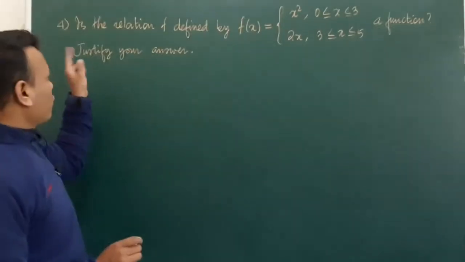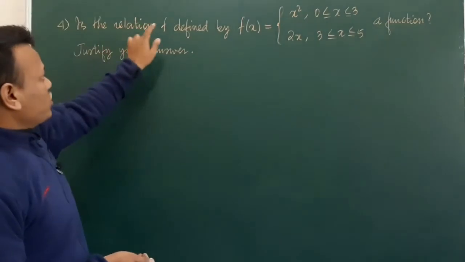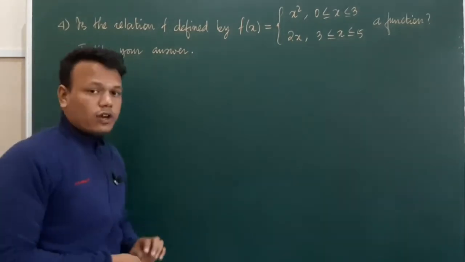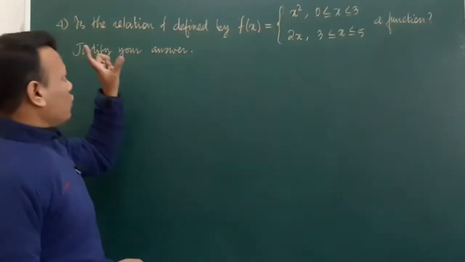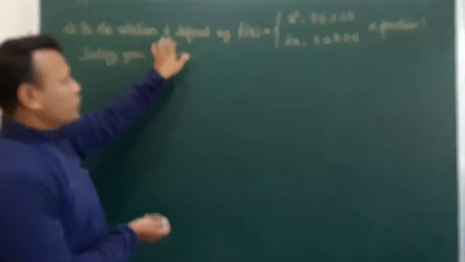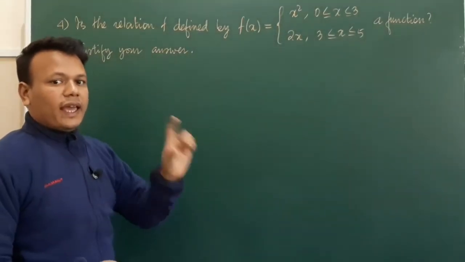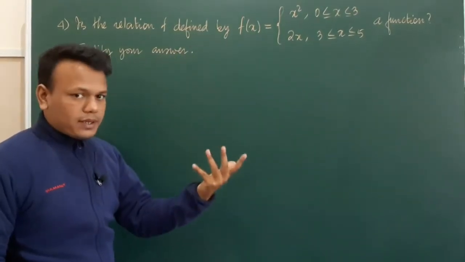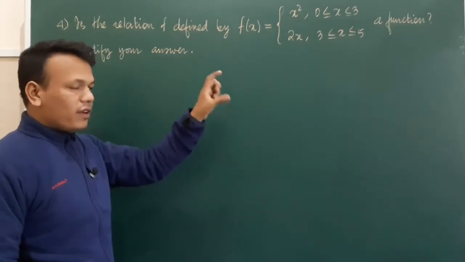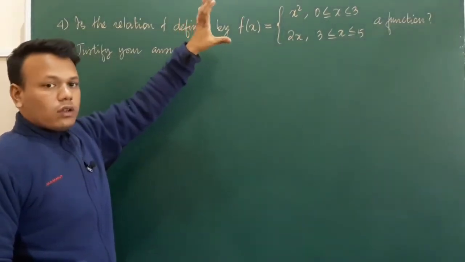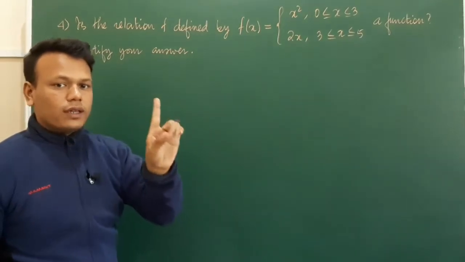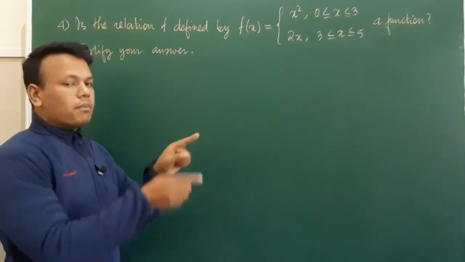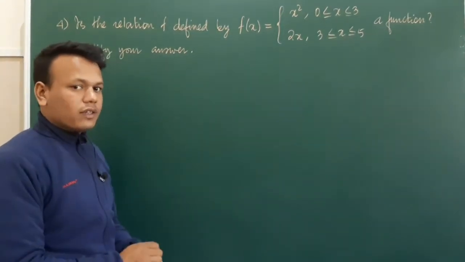Next we have question number 4. Now the question says, is the relation f defined by this a function? Justify your answer. You know that any relation will be called a function if every element of the first set is mapped, and on top of that every element of the first set is mapped only once, isn't it? So you should not have one element being mapped to many elements. That's the definition of a function.